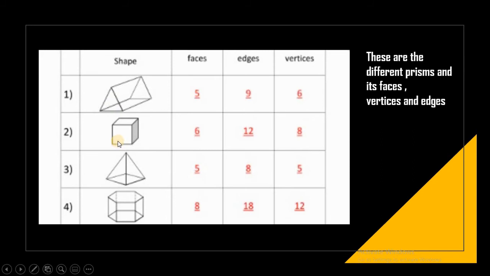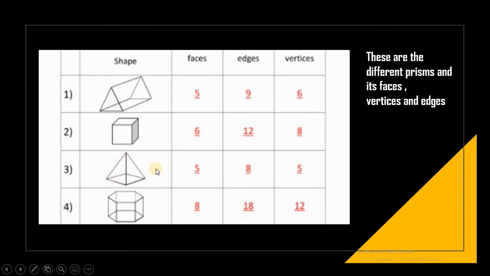This is a square prism. You can also call a square prism a cube. Here we have 6 faces: 1, 2, 3, the 4th one at the bottom, the 5th one on the left side and the 6th one at the back. Then we have 12 edges: 1, 2, 3, 4, 5, 6, 7, 8, 9, 10, 11 on the other side and 12 on the back. And then we have 8 vertices: 1, 2, 3, 4, 5, 6, 7 and 8 at the back down.